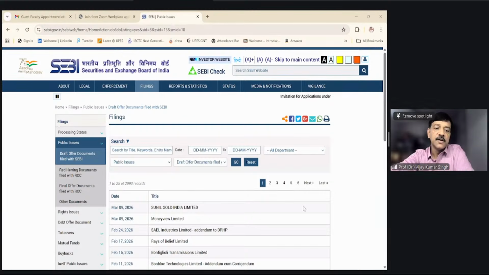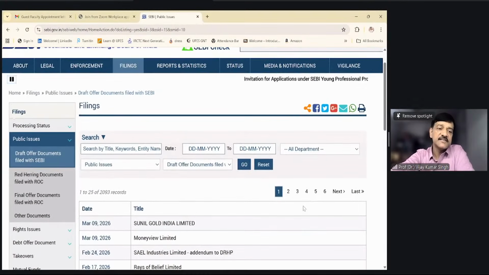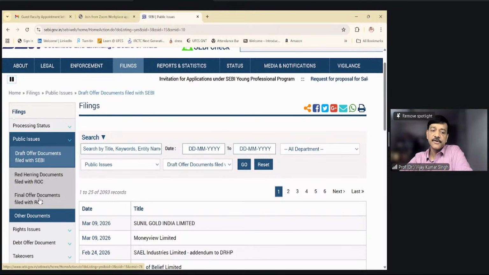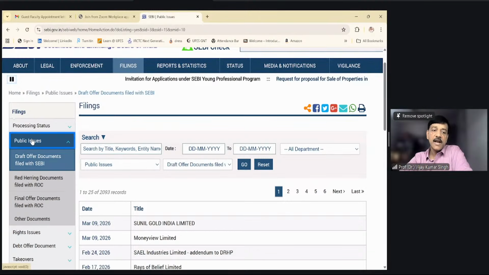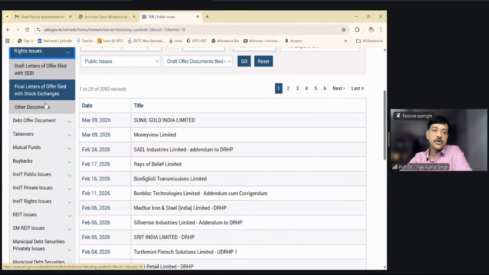So if you see here, this is the SEBI website, and on the left side, just put your thought. So you can see here public issues, and then it is talking about draft offer documents, red herring documents, final documents, and other documents. This is with reference to public issues. Okay. And then if you go ahead, then next is rights issues. So you are able to see in case of rights issues, these documents are there.